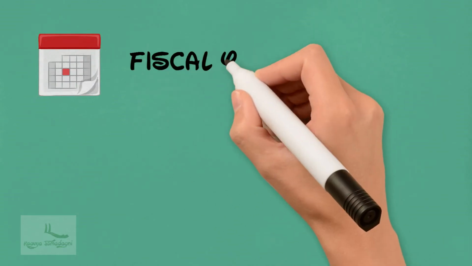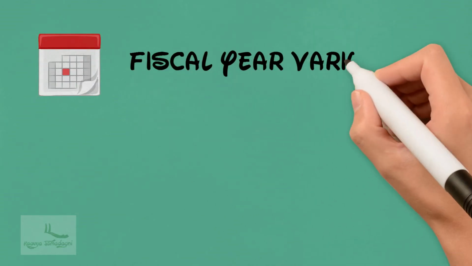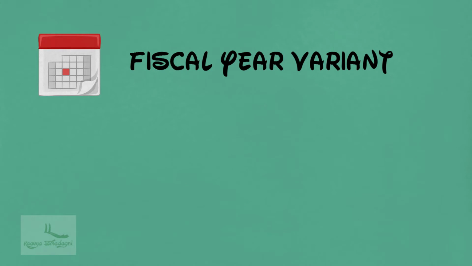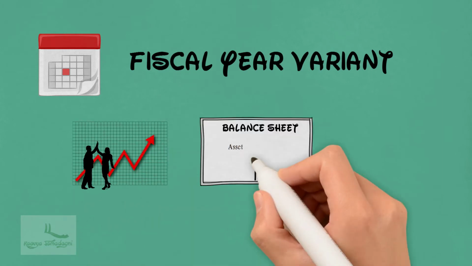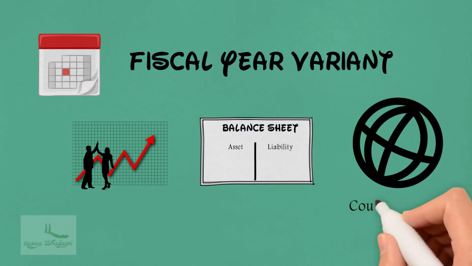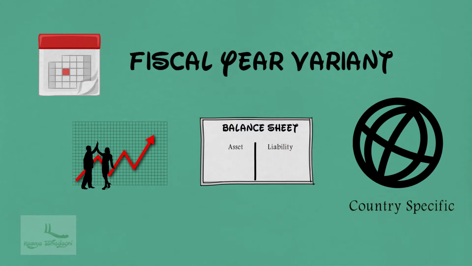The first variant which we learn is the fiscal year variant. So before configuring it directly in the SAP system, let's understand it first. This fiscal year variant is nothing but the financial year, the period to which we prepare our profit and loss statement, balance sheet and our financial statement. This is defined based on the country's tax requirement.